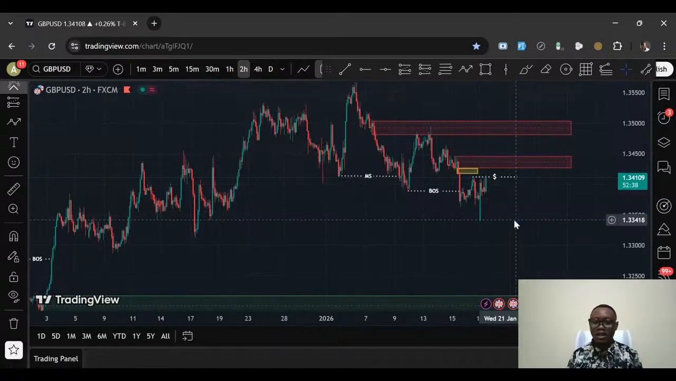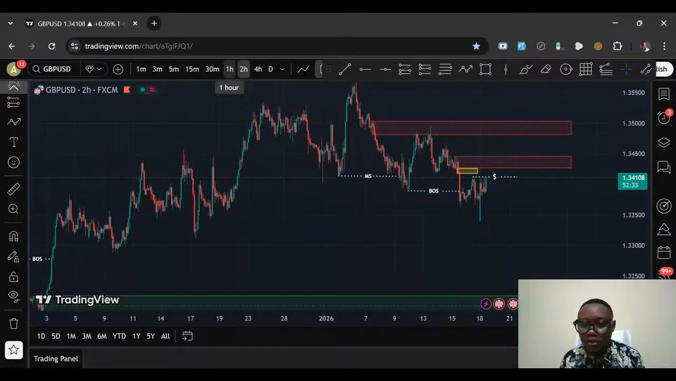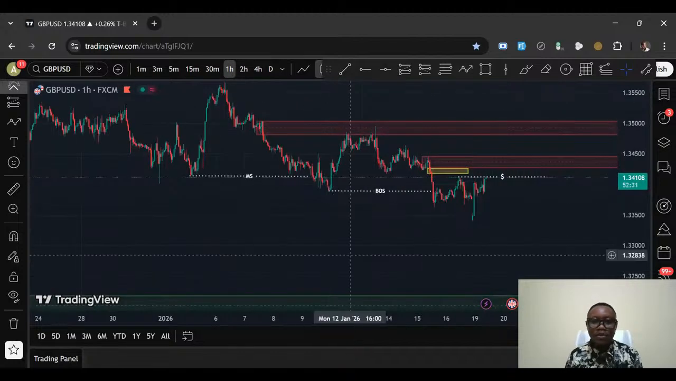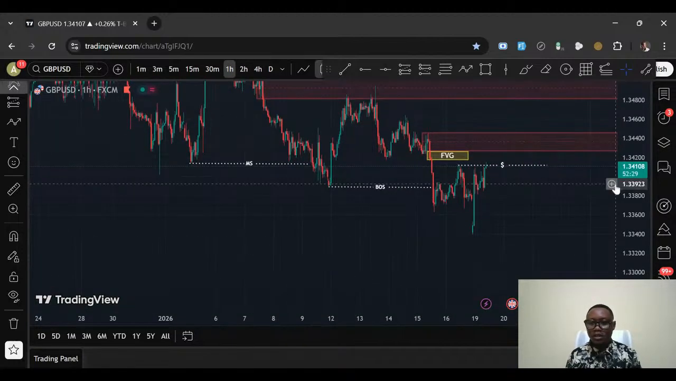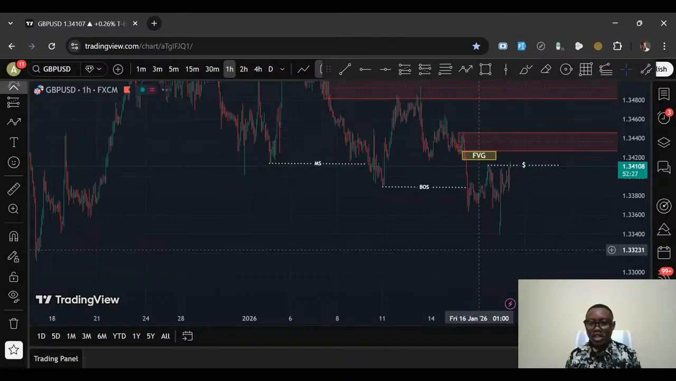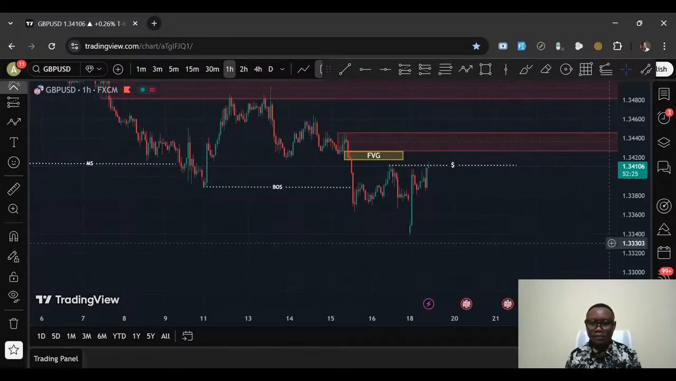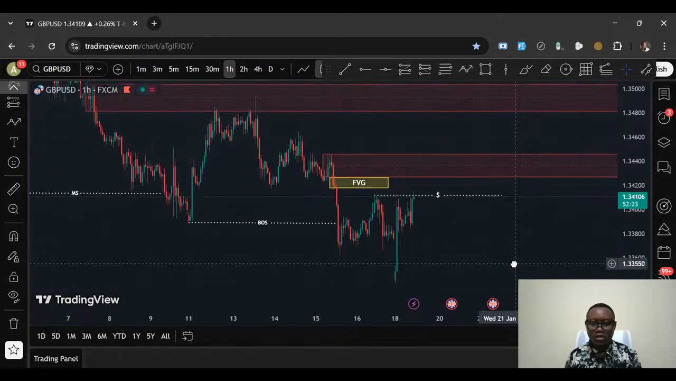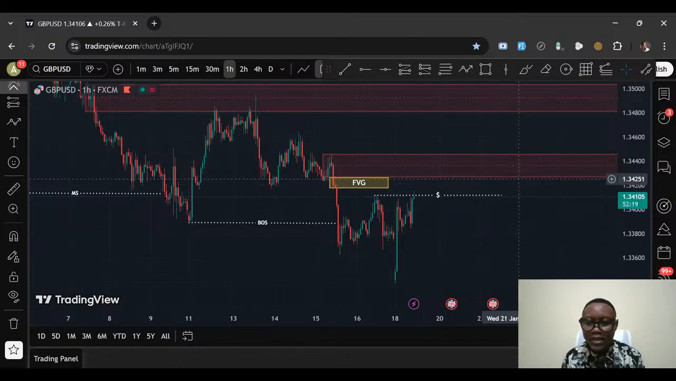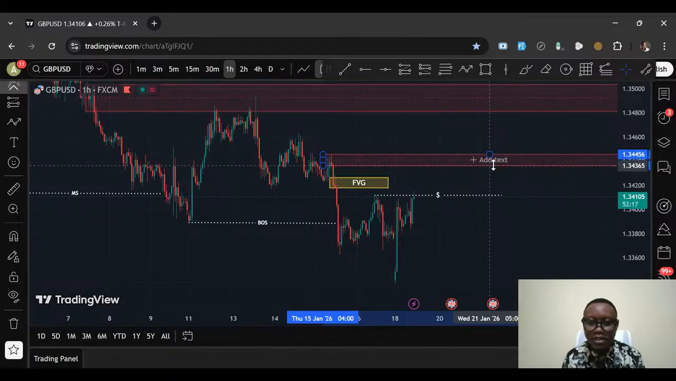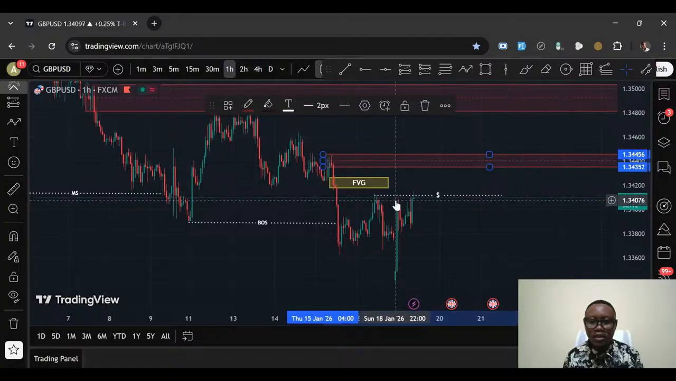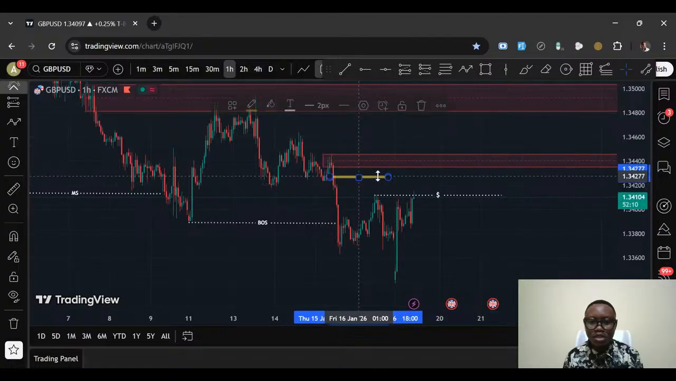I'll take this out for now. Let's drop down to the 1H time frame to further refine the zone. On the 1H time frame, let's see, do we have other zones? On the 1H, we can further refine this zone to this. This is a clean order block zone, and our FVG would be somewhere around this.